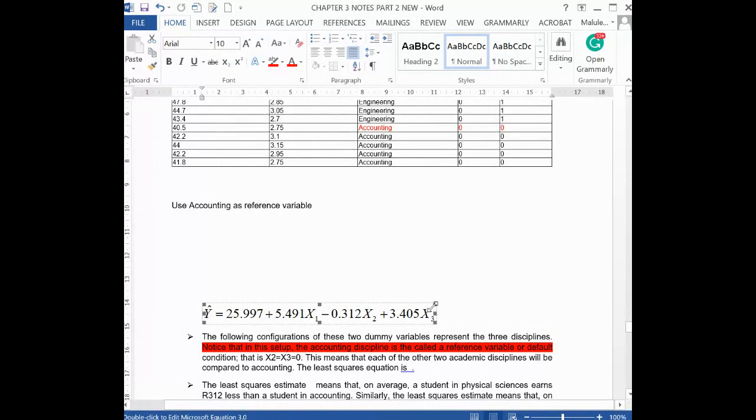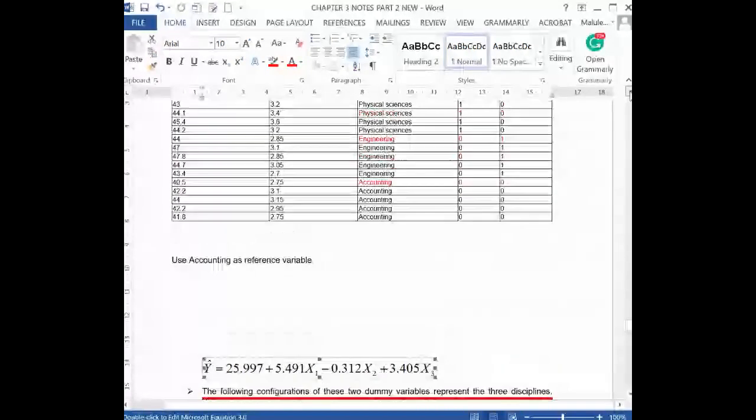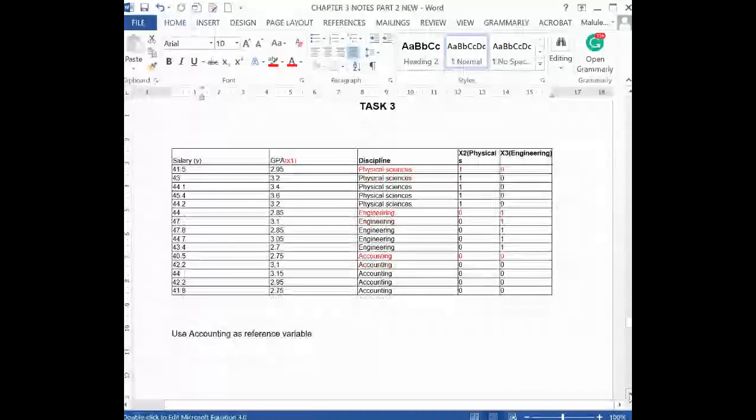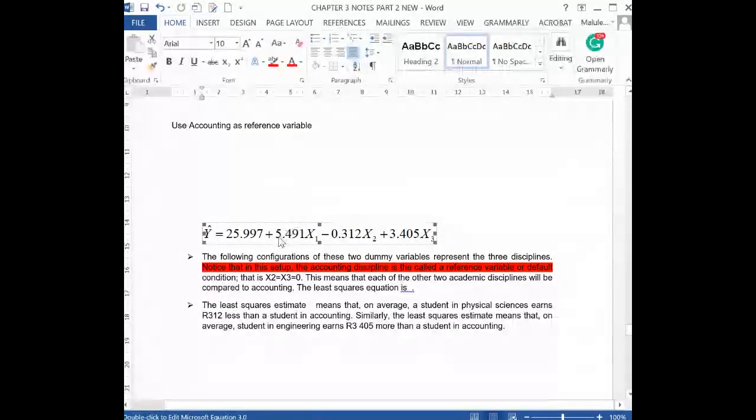And whenever you interpret the betas, relate it with what? With the given problem. For example, if I ask you to interpret x1 with the GPA, you see the value here for x1, beta 1, is 5.491. You cannot say, holding constant the effect of x2 and x3, when x1 is increased by 1 unit, y will increase by 5.419.